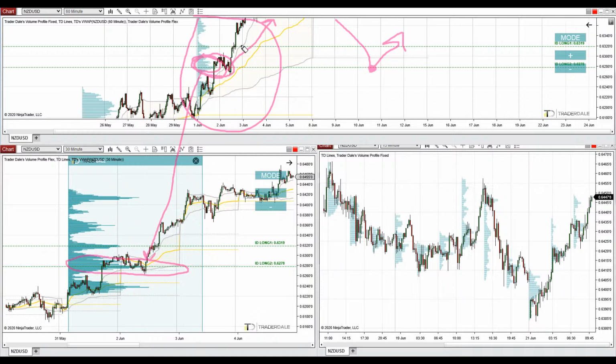Alright, so there are two strong supports on the New Zealand dollar, US dollar. The first one is at 63.19 and the second one is at 62.78.